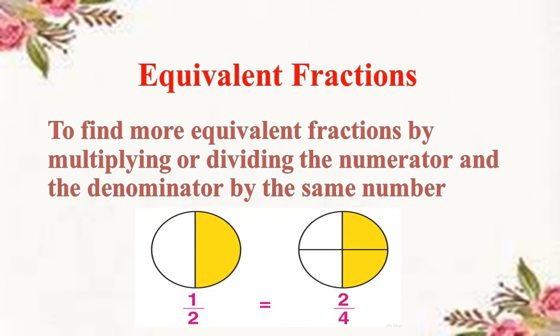For example, look at this picture. Here it is given 1 by 2, because the circle is divided into two parts and one is shaded, so we can represent it as the fraction 1 by 2. On the other side, the same circle is divided into four parts and two of them are shaded, so you can represent it as the fraction 2 by 4.